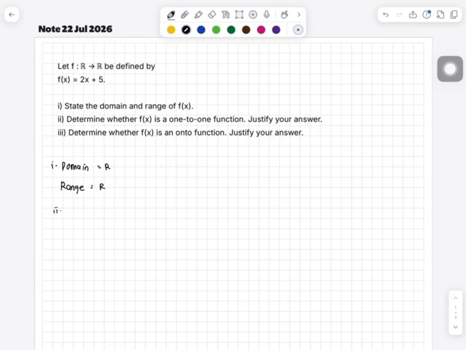Now, let's determine whether this function is one-to-one. A function is one-to-one if different inputs produce different outputs. We start by assuming that f of A equals f of B. Next, substitute the function. Subtract 5 from both sides. Now divide both sides by 2.